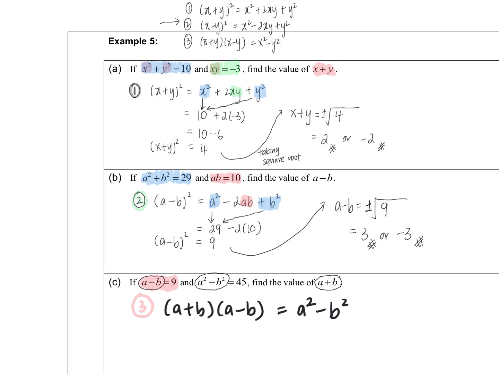If you choose 1 and 2, it might not help you solve the question. For this question, must use 3. So A minus B is 9, I change to 9. How do you know when to use which? That's why you must see what information they give you. You see this one? They give me x square plus y square, so I want to use this because this one has x square plus y square.